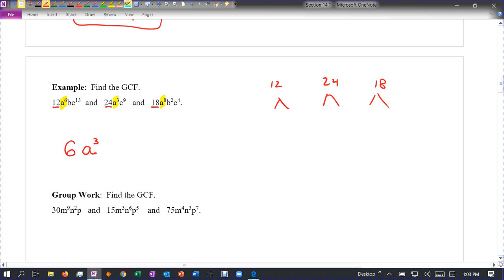All right, how about B's? This one has a single B, this one doesn't even have a B, and this one has 2 factors of B. So your GCF has to be what they have in common, and they don't all have B's, right? The one in the middle doesn't. So B cannot be in our GCF at all. So we're not going to put anything down for B. And now we move on to C. We have 13 of them here, 9 of them here, and 4 of them here. So what do they have in common? Well, they all have at least 4. So this would be our GCF.